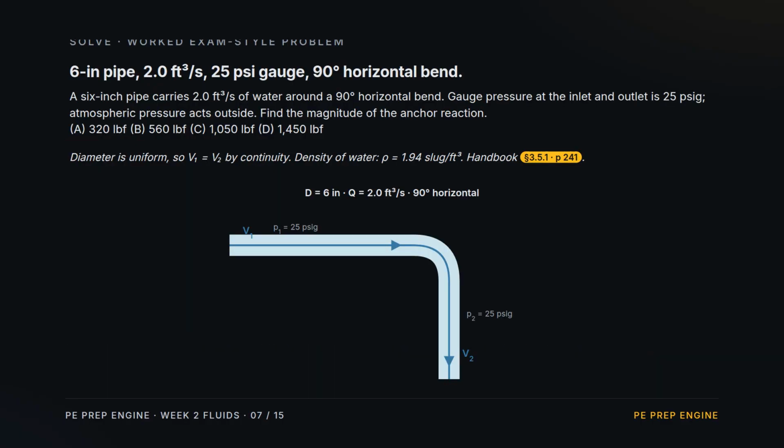Worked problem: a 6-inch pipe carries 2 cubic feet per second of water around a 90-degree horizontal bend. Gauge pressure at both faces is 25 psi, and atmospheric acts outside, so we use gauge pressures directly. Find the magnitude of the anchor reaction. Choices 320, 560, 1050, or 1450 pounds force.